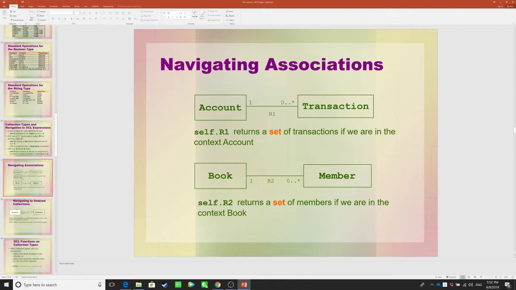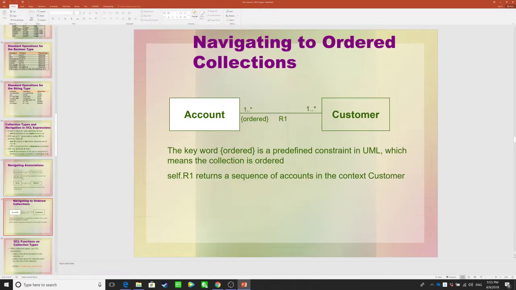One book has many members. One account has many transactions. Here self.r2, because we define this association as R2, returns a set of members if we are in the context of book. So this is how we use this in the UML. Okay, clear? Now let's go to this page.